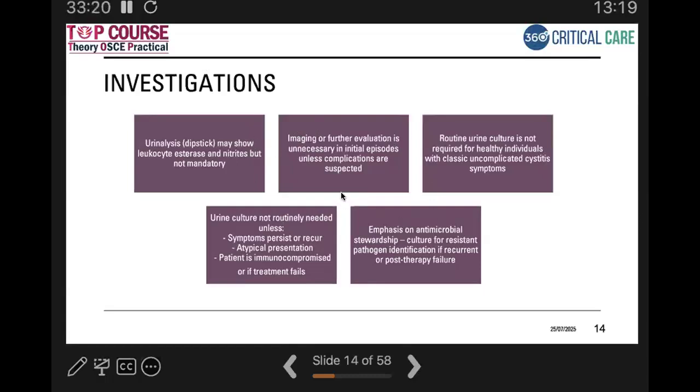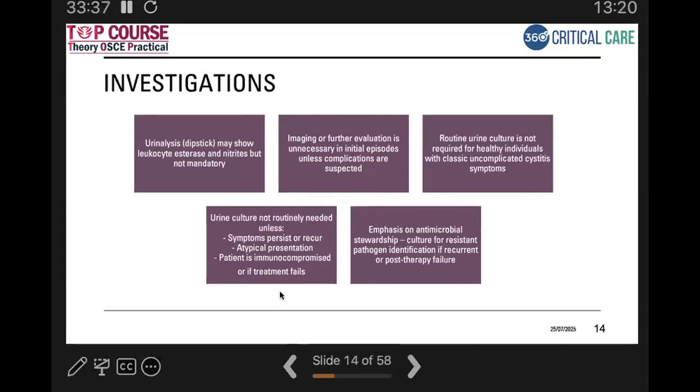You need not subject them to major imaging like ultrasound, CT scan, MRI and all if they are presenting with uncomplicated UTI. Even urine culture is not necessary if the patient is presenting to you as a first time presentation, then you need not subject them to urine culture also.